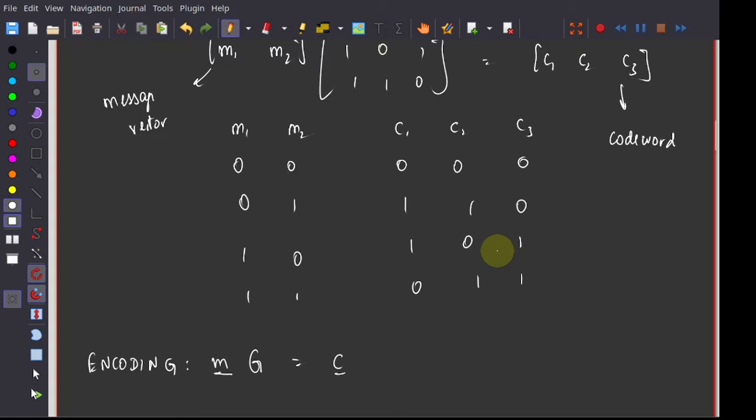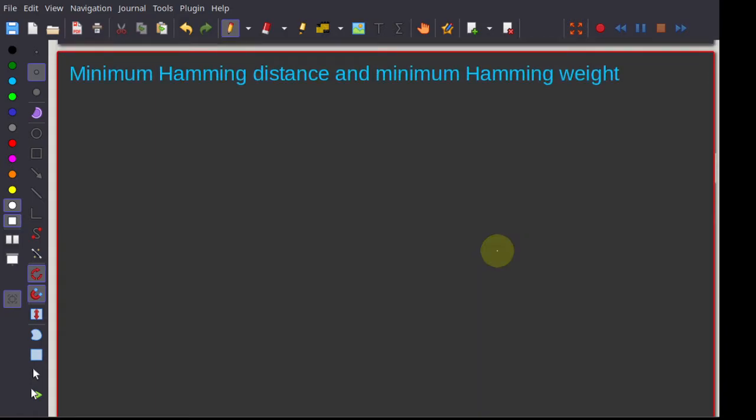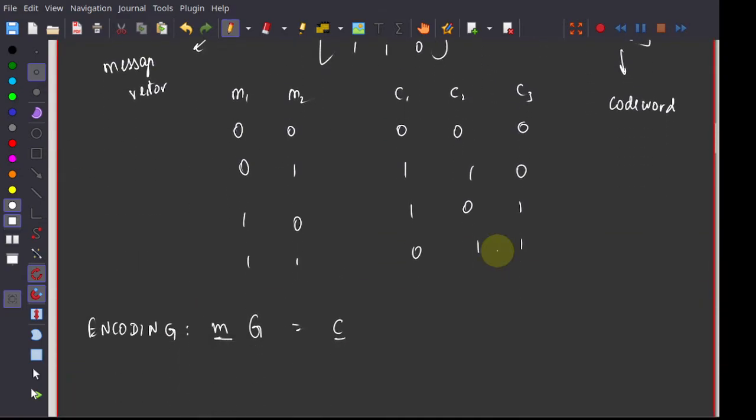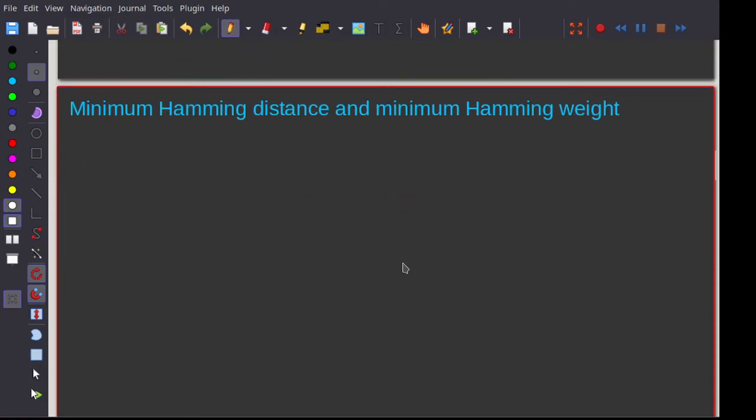Okay. So one way to find the minimum distance is, of course, to take every pair of code words and then find the distance between the two. Now for linear codes, it's possible to do it in a slightly simpler way. And that is, instead of finding the minimum distance, you instead find the minimum weight. So in this particular example, we saw that the minimum Hamming distance is equal to 2. But what is the minimum Hamming weight of the non-zero code words? 2. Does this happen for all linear codes?